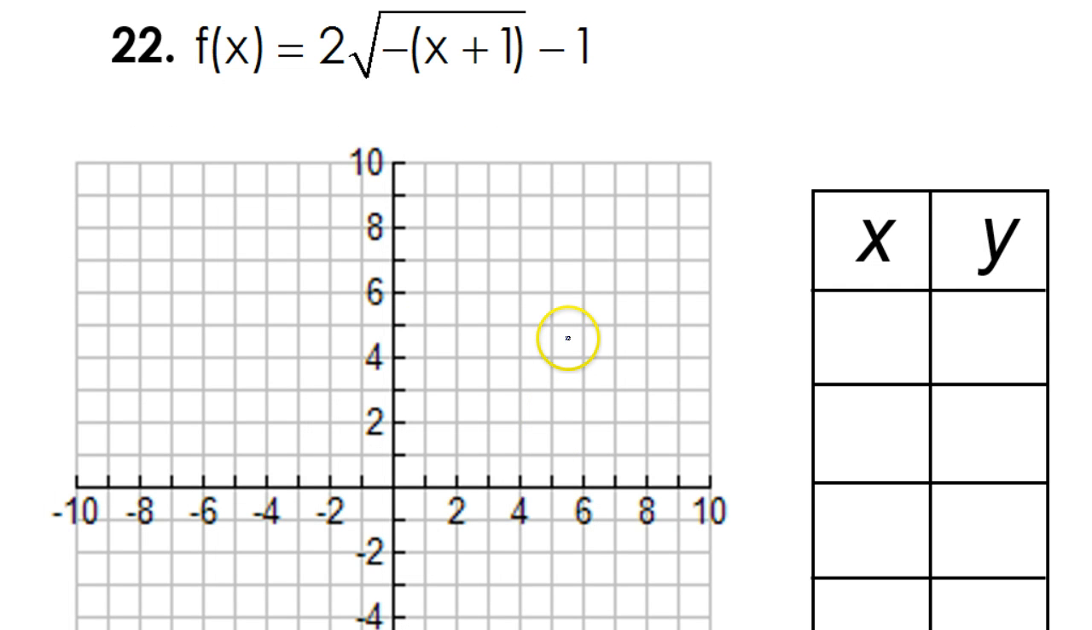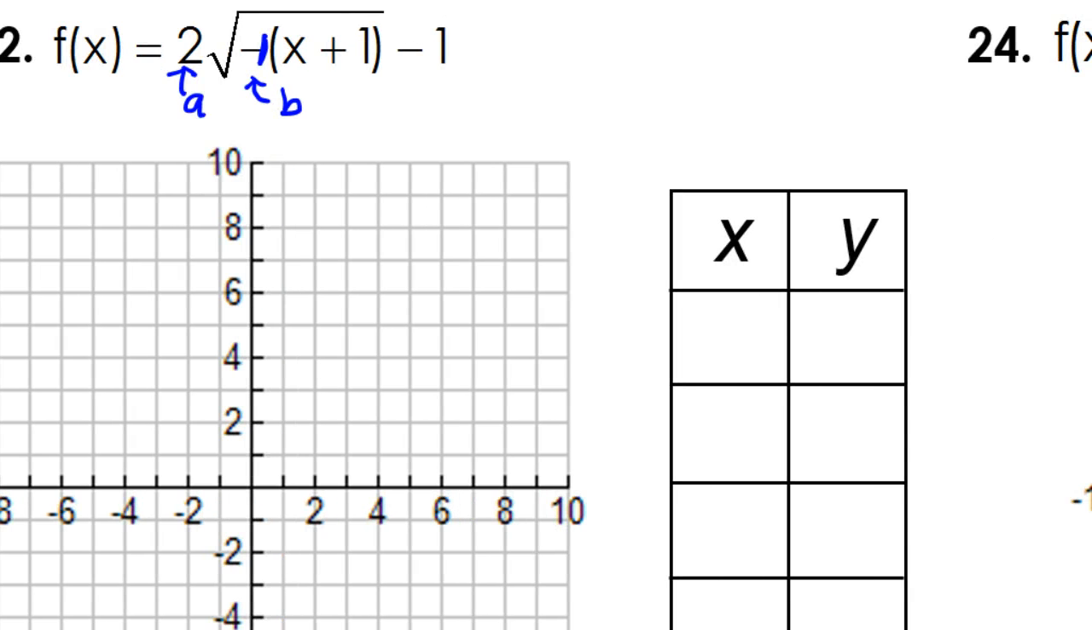Alright, let's do problem number 22. Now remember, when you have an a value, we need a new y column. When you have a b value, we need a new x column. This problem has both. Alright, we have an a value of 2, and we have a b value of -1. So because of the a value of 2, we're going to create a new y column. So I'm just going to do that.